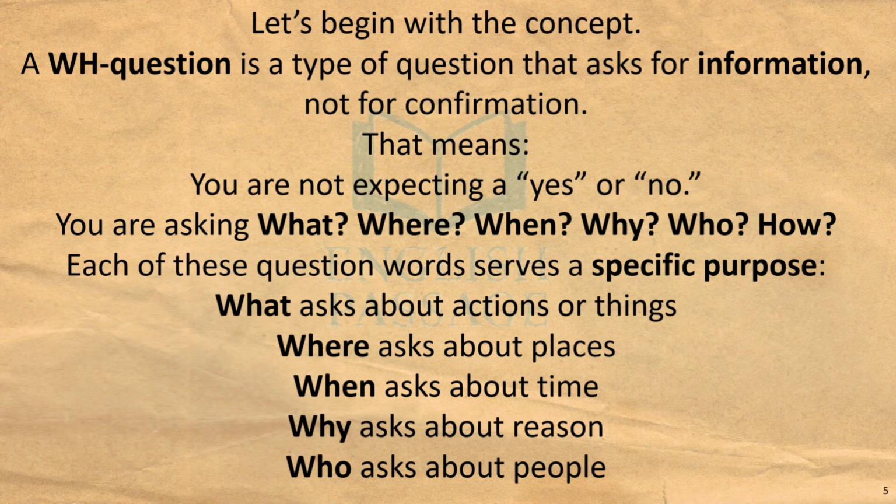Let's begin with the concept. A WH question is a type of question that asks for information, not for confirmation. That means, you are not expecting a yes or no. You are asking what? Where? When? Why? Who? How? Each of these question words serves a specific purpose. What asks about actions or things. Where asks about places. When asks about time. Why asks about reason. Who asks about people.